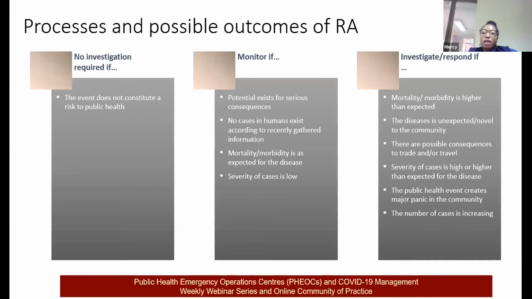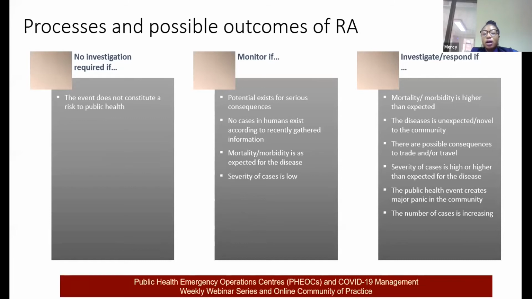And then you respond if the mortality or morbidity is higher than expected, if the disease is unexpected, if there are possible consequences to trade and travel, and if the severity is higher than expected for the particular disease. So it's very important to know what to do depending on the outcome of the risk assessment.